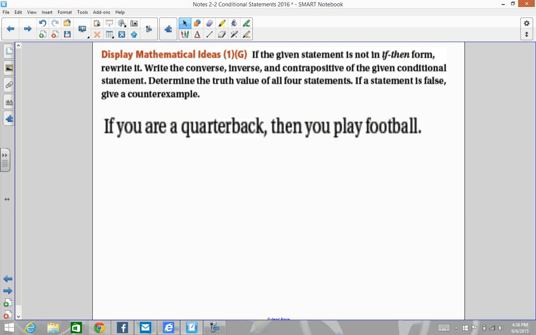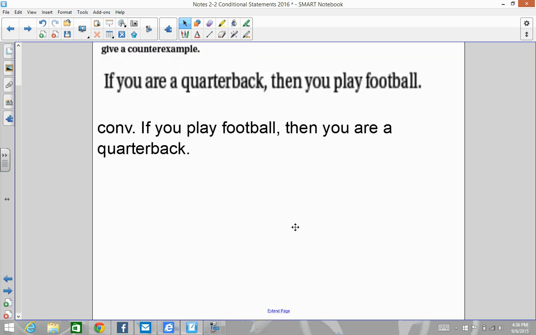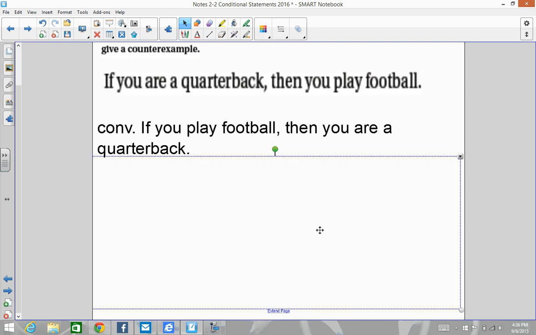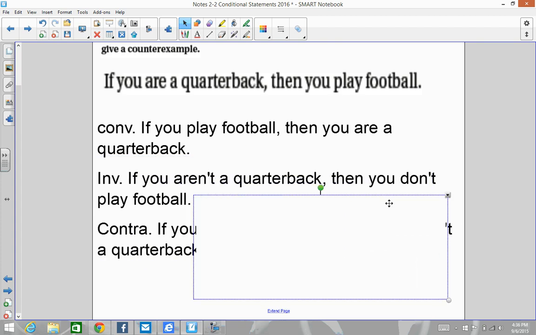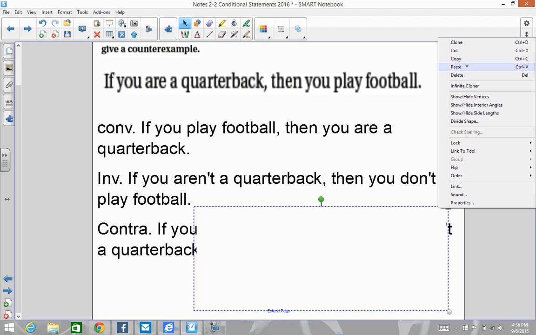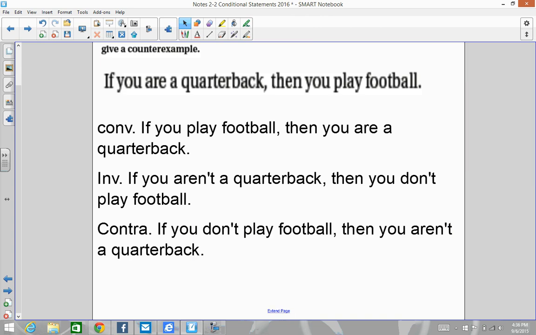Okay, so let's take a look at the answers. First, let's look at the converse. Remember, that means switching the hypothesis and the conclusion. So: if you play football, then you are a quarterback. That is the switching of the hypothesis and the conclusion. We'll just show them all. Their inverse would be: if you aren't a quarterback, then you don't play football. And our contrapositive would be: if you don't play football, then you aren't a quarterback.